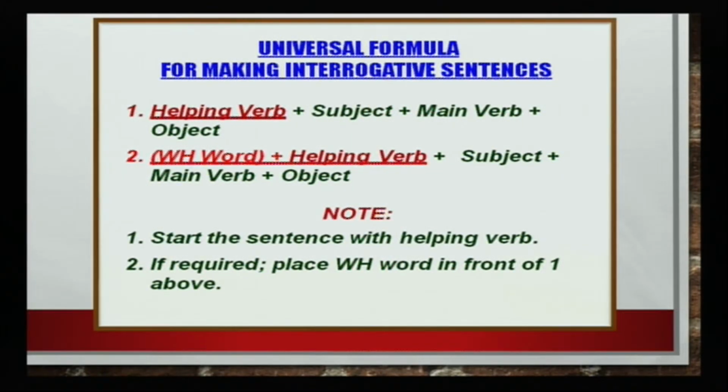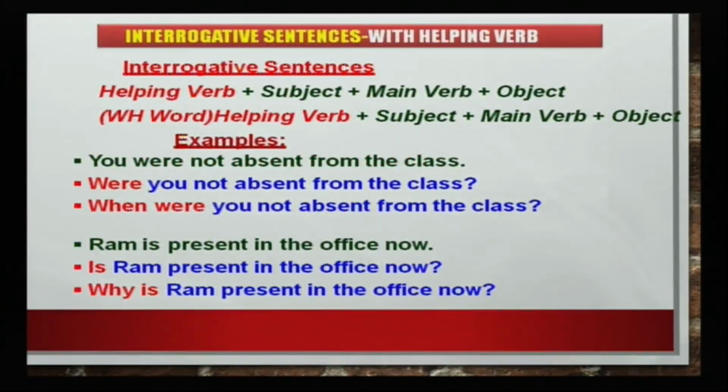And finally, how do we make interrogative sentences? So students, remember, what did we say? We said that interrogative sentences are sentences that ask questions. So how do you make them? Start the sentence with a helping verb. And if required, you need to place WH words. Now what are these WH words? What, when, where, why. These are the WH words.